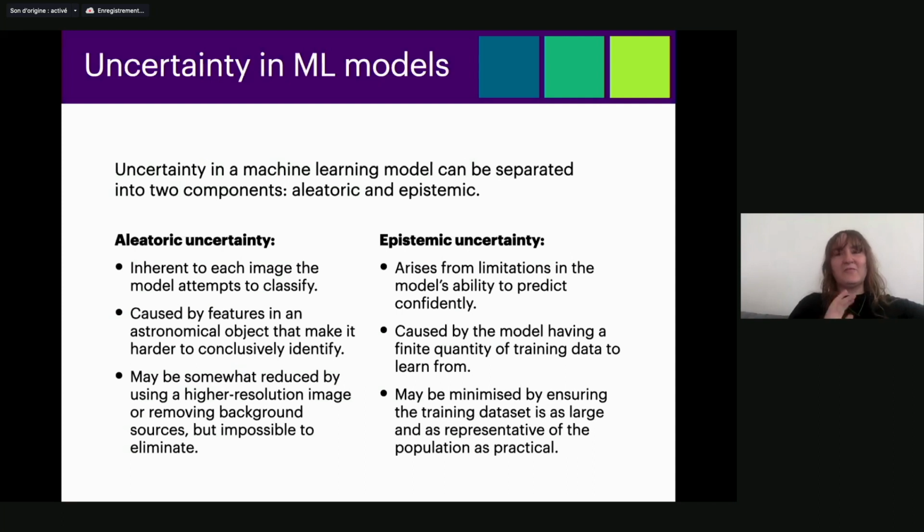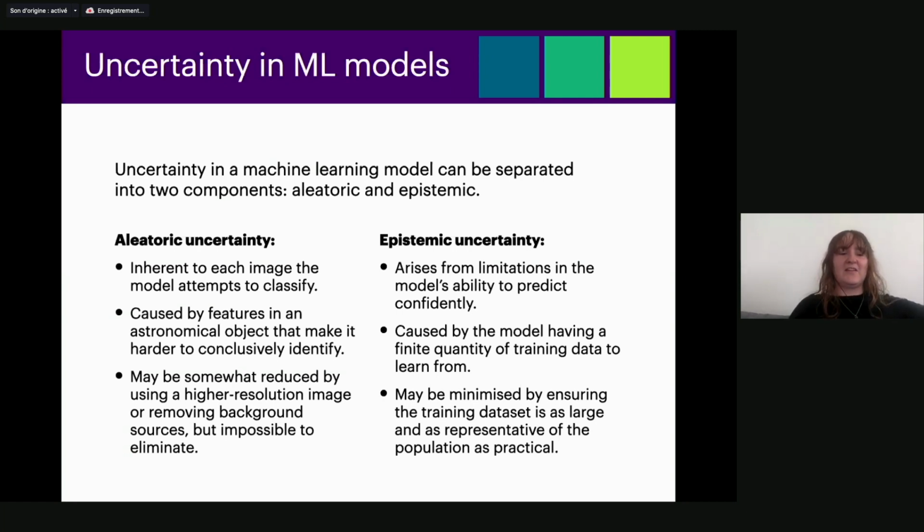So to start with, let's define the uncertainty we'll be talking about. Uncertainty within the machine learning models can be broadly separated into two varieties, aleatoric and epistemic. Aleatoric uncertainty arises from features within individual images of sources that make them more difficult to identify. Sometimes these features might be removable, for example, some background sources, but sometimes an object will just have an unusual morphology, which will confuse even human experts. While sometimes a higher resolution image will give a bit more clarity, because aleatoric uncertainty derives from inherent properties of the source, it's impossible to entirely eliminate.